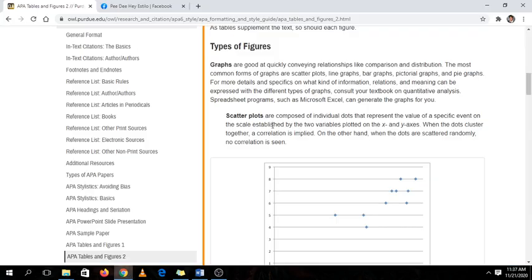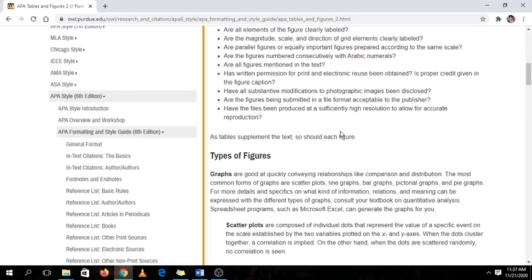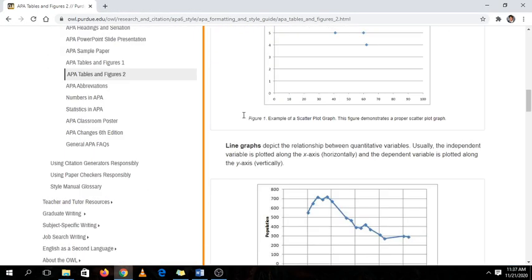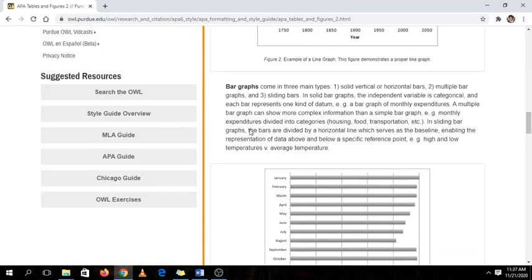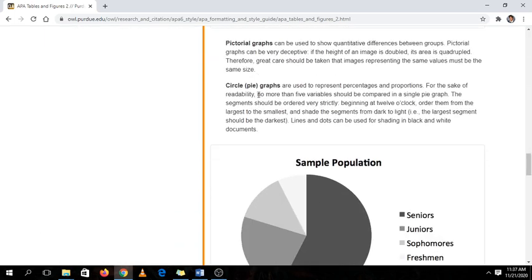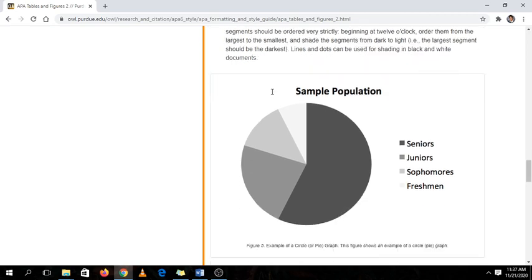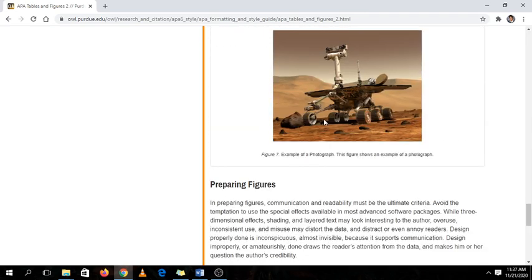Your presentation of figures like line graphs and charts in the APA format. Just to give you a quick overview, your figures include graphs like scatter plots, line graphs, bar graphs, pictorial graphs like pie charts or circle graphs, and charts and even pictures. They all belong to what we classify as figures.